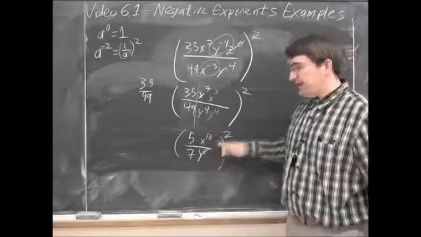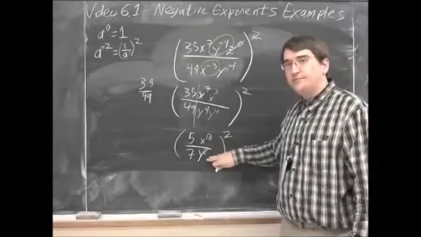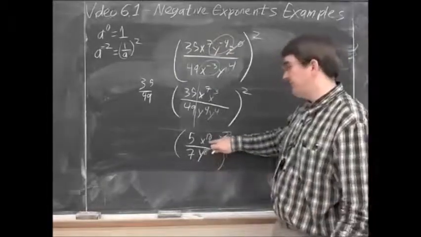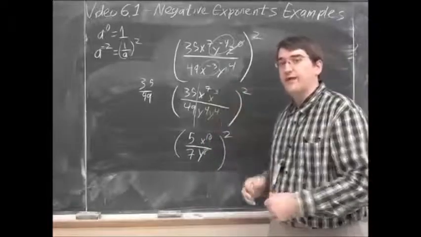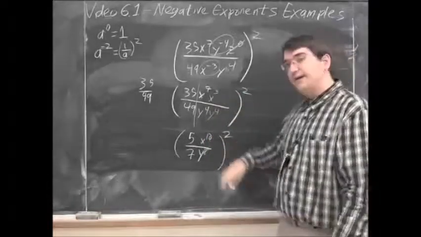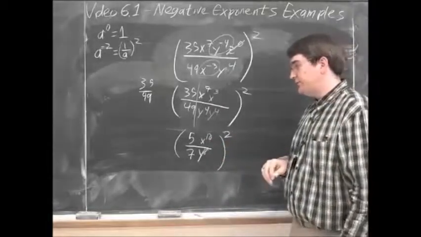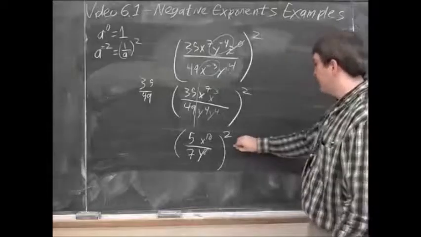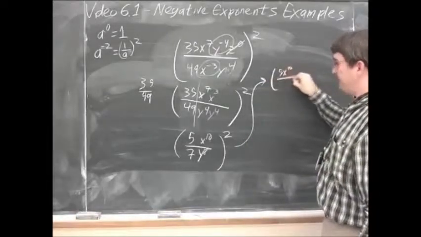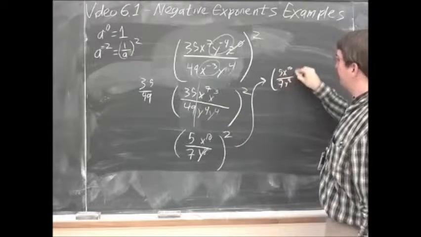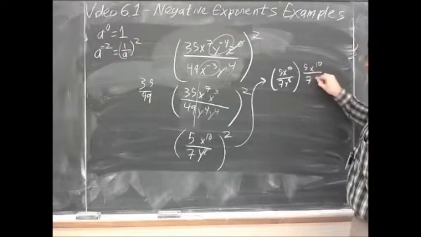And so now that there isn't anything more to simplify in here, there's no canceling. Maybe on some of the examples you end up with some x's on top and on the bottom, and you'd have to cancel them as a second step. But not in this particular example. Now I'm going to use my power of 2. Because what this means is that I have 5x to the 10 over 7y to the 8 times 5x to the 10 over 7y to the 8.